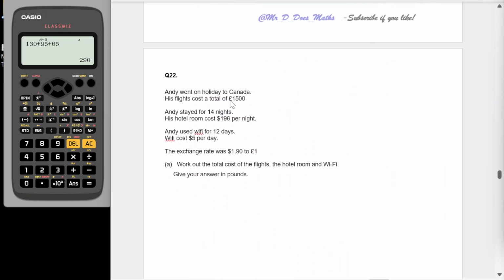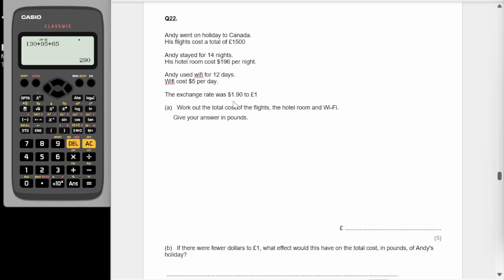Right, question 22. Andy went on holiday to Canada. His flights cost him £1,500. Andy stayed for 14 nights. His hotel room was $196 per night. Andy uses Wi-Fi in the hotel for 12 days. The Wi-Fi cost him $6 per day. The exchange rate was $1.9 is equal to £1. Work out the total cost of the flights and the hotel and the Wi-Fi, giving your answer in pounds.